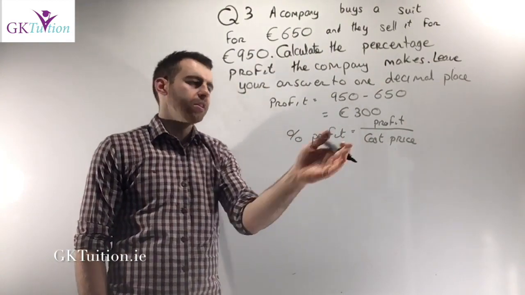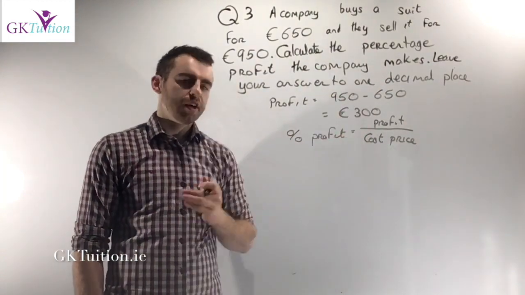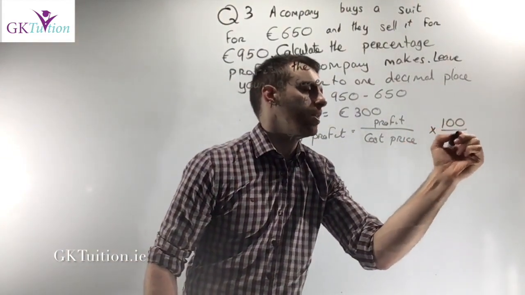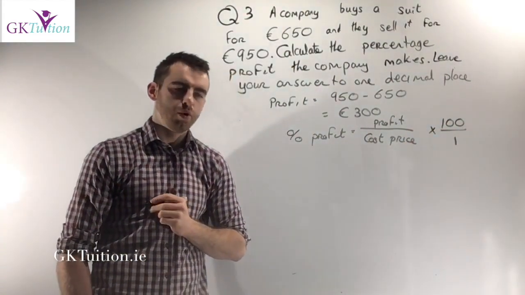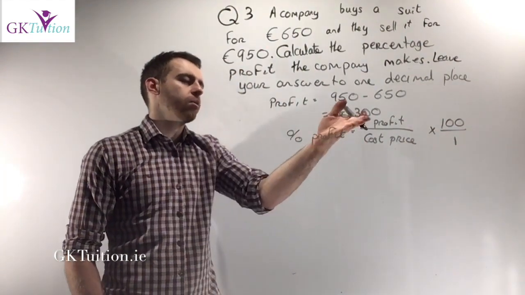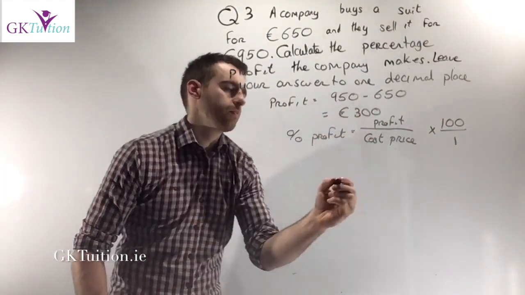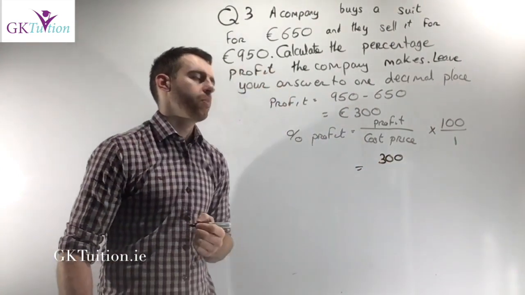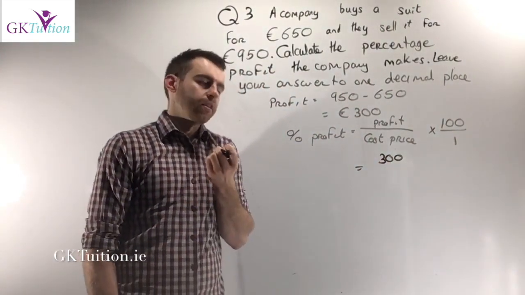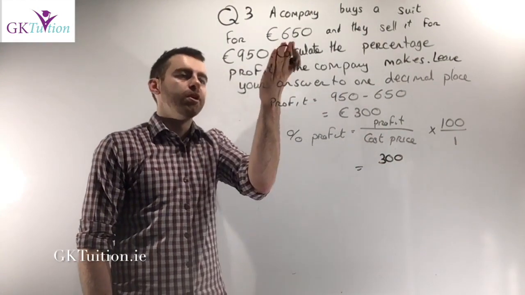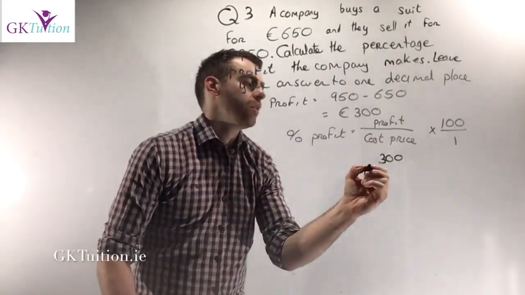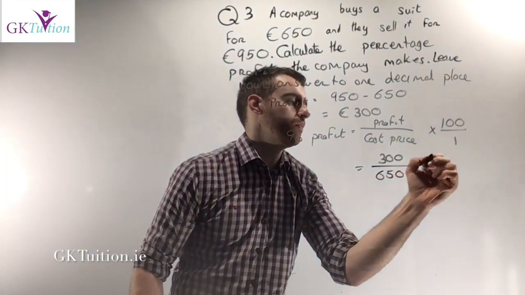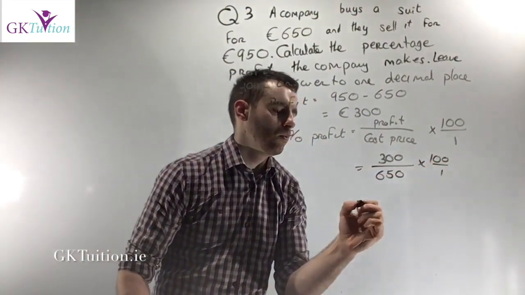So to work out percentage profit, it's the amount of profit divided by the cost price, and then remember that to turn things into percentages, you multiply by 100 over 1. So in this case, I know the profit and I know the cost price. The profit that the company makes on each suit is €300, and the cost that each suit was to the company was €650. So the percentage profit will be 300 divided by 650 multiplied by 100 over 1.